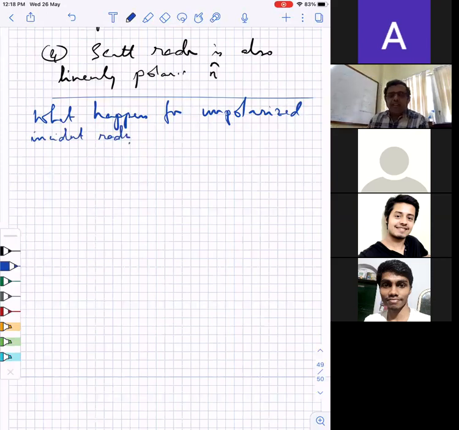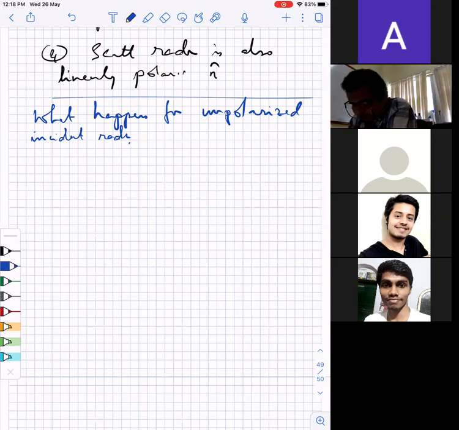Now to do this, we're going to do a trick. The easiest way to have an unpolarized radiation is to superpose two polarized radiations. So we superpose two polarized radiations at perpendicular axes. If they are of the same strength, the final result is unpolarized. So that's the trick we're going to use.